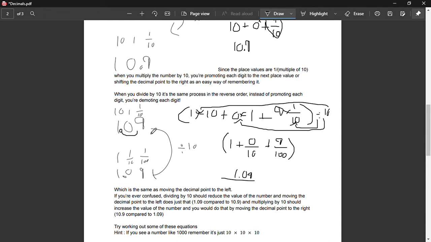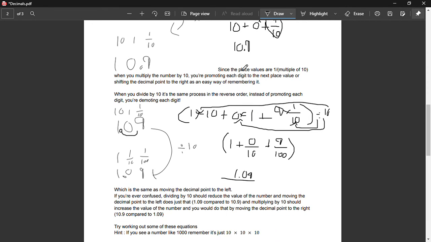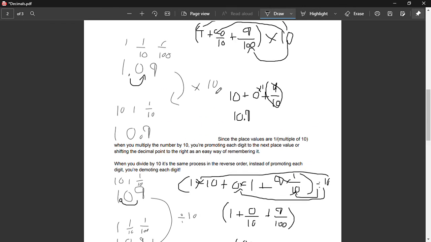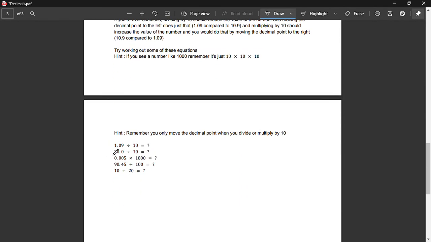When you divide by 10, you have to make things smaller. When you divide, you make things smaller. When you multiply, you make things bigger. So that's how you remember it, if you ever get confused whether you're moving the decimal point to the left or to the right. Just try it out. If I had 20 divided by 10, do I move it to the left or to the right? If you move it to the left, you're going to get 2.0. If you move it to the right, you're going to get 200. And what makes more sense? Dividing 20 by 10 gives you 2, and that's the one that makes more sense, right?